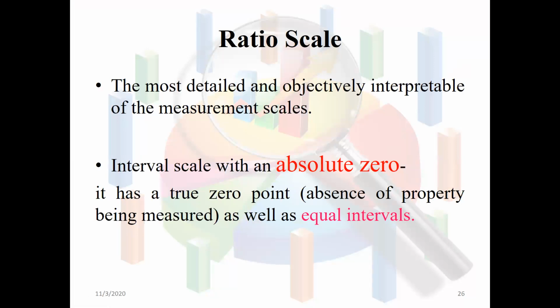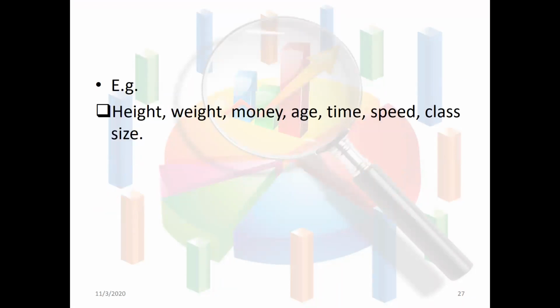Ratio scale, the most detailed and objectively interpretable of the measurement scales. It is an interval scale with an absolute zero. It has a true zero point, the absence of the property being measured, as well as equal intervals. Examples: height, weight, money, age, time, speed, class size.